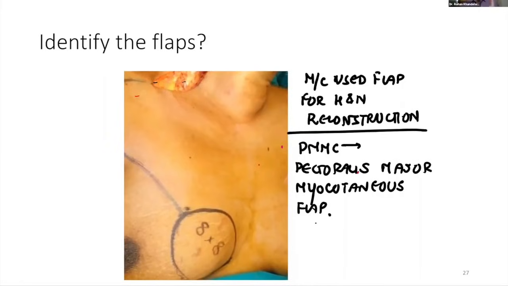This flap has been asked in all possible exams. It is very, very important. This is the most commonly used flap for head and neck reconstruction. This is pectoralis major myocutaneous flap. That means we are going to rotate the pectoralis major and we will cover the defect which is caused after oral cancer surgery.